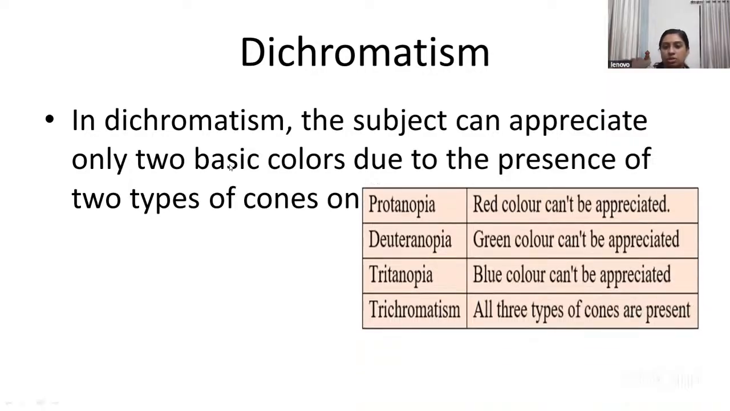From this table, this is also very important. Protanopia, red color cannot be appreciated. In deuteranopia, green color cannot be appreciated. We can remember it as PRD work. Protanopia, red color cannot be appreciated. Deuteranopia, green color cannot be. And tritanopia, blue color cannot be appreciated. Trichromatism: all three types of cones are present, but there is some misalignment in the function of these cones. That's what we call trichromatism. In all the rest, we have only two types of cones.